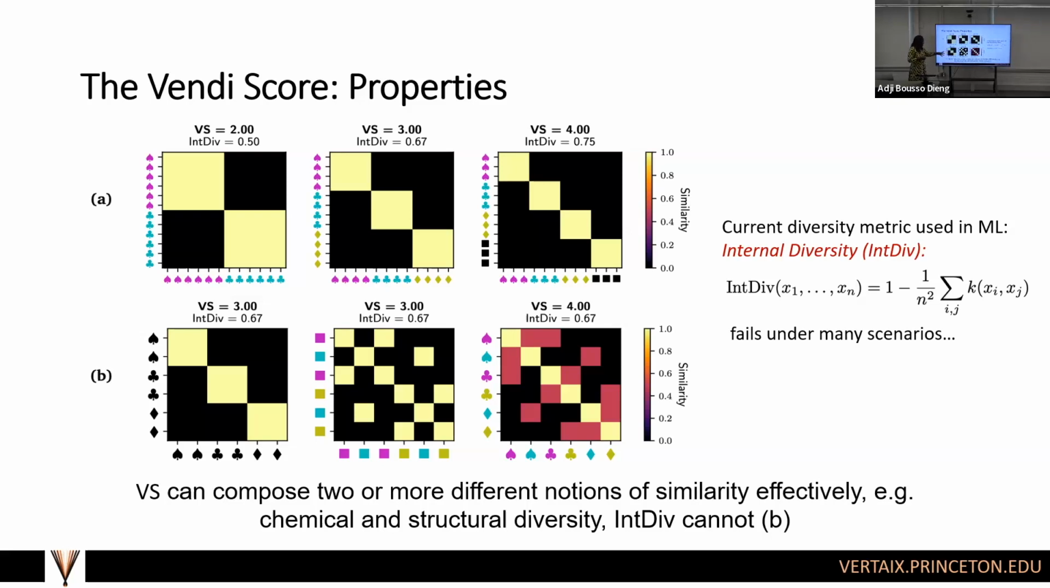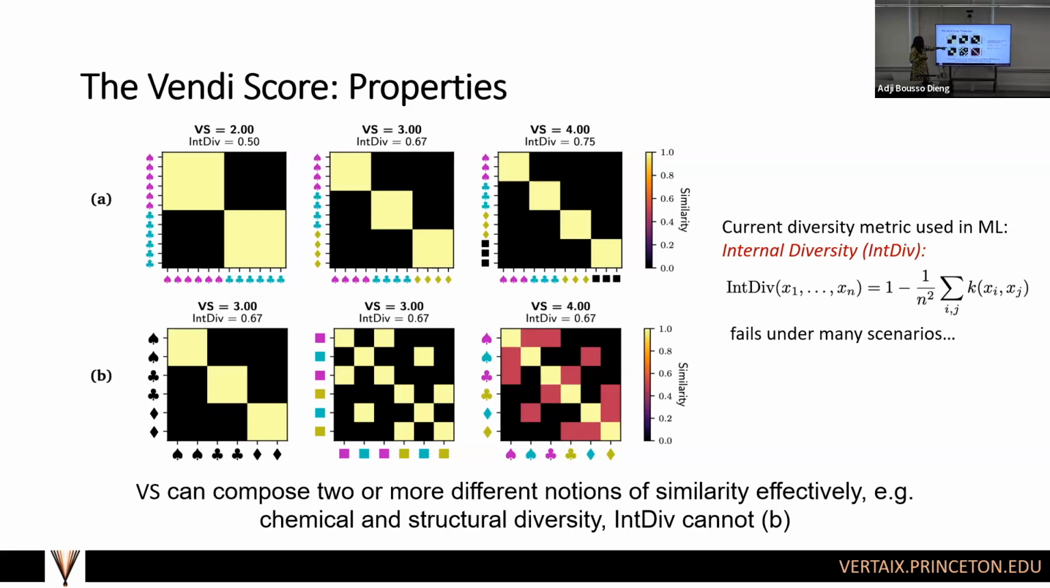Here we did this in a toy setting where we had one similarity that was solely focused on shape. So you see that here there are 3 shapes. The Vendi score will return 3. In the second case, there are 3 colors. So the Vendi score would return 3. In the third case, we are composing both color and shape. So it's reflected in the Vendi score, which has increased now from 3 to 4.